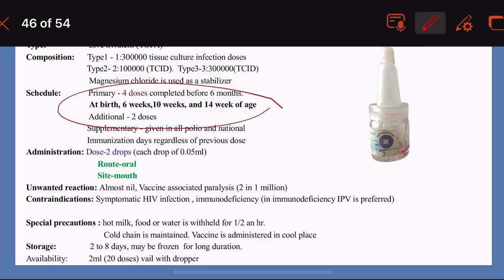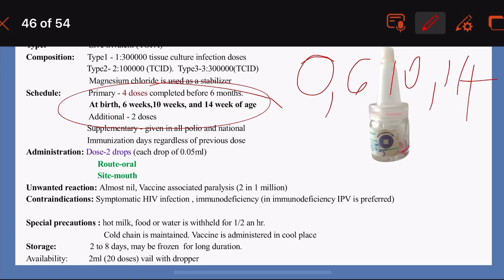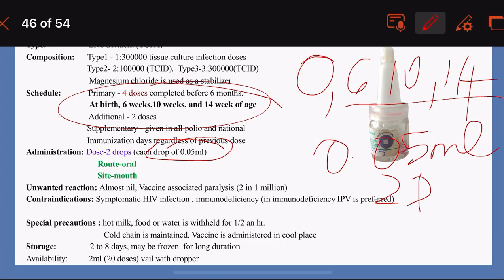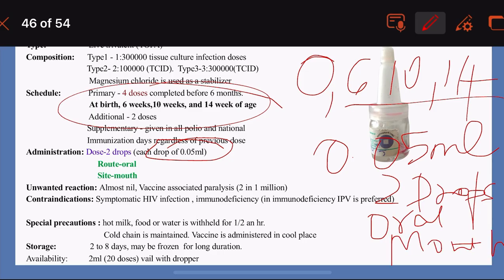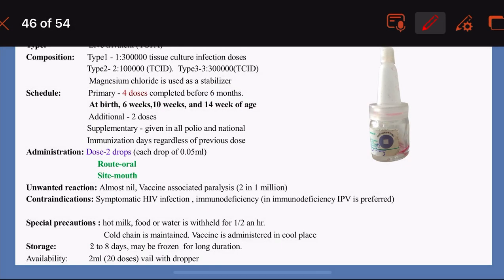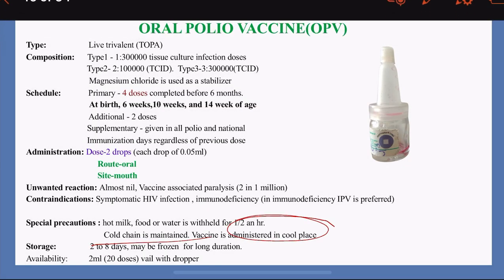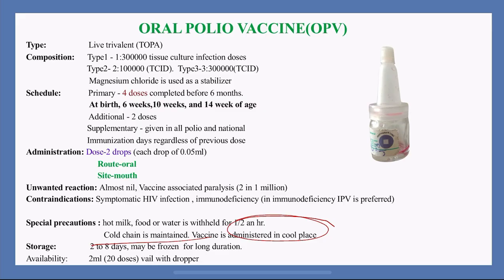Very important are the doses: 0 at birth, then 6, 10, 14 weeks. Two drops are given, each containing 0.05 ml. The route of administration is oral, and the site is mouth. We have to avoid giving OPV and go with IPV in HIV infected individuals. Is it clear? This is all you have to remember. The cold chain is maintained. It is stored in a cold place. Very simple, very clear. OPV is done.